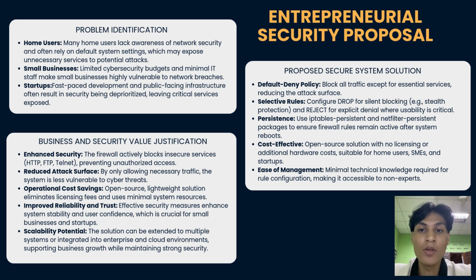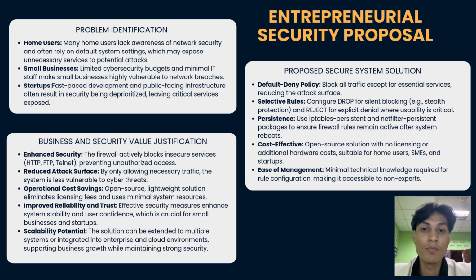Okay, so for the entrepreneurial security proposal, the first one is problem identification. Number one is home users. Many home users lack awareness of network security and often rely on default system settings, which may expose unnecessary services to potential attacks. The second one is small businesses, where limited cybersecurity budgets and minimal IT staff make them highly vulnerable to network breaches. And for startups, fast-paced development and public-facing infrastructure often result in security being deprioritized, leaving critical services exposed.